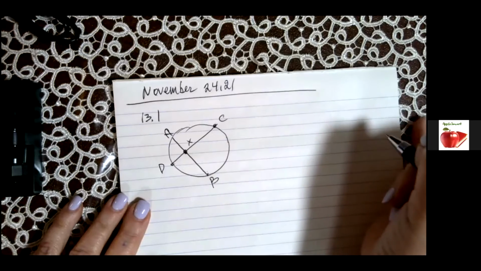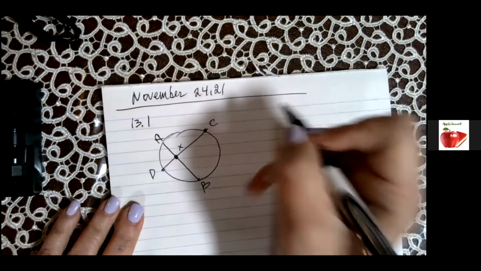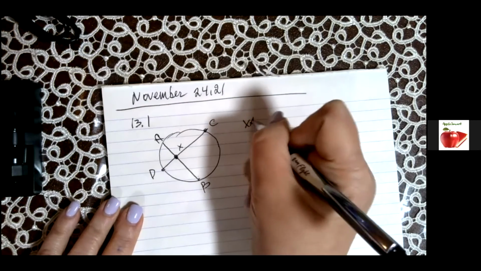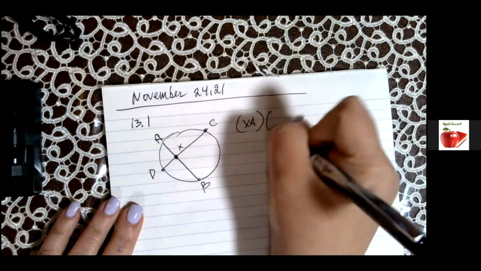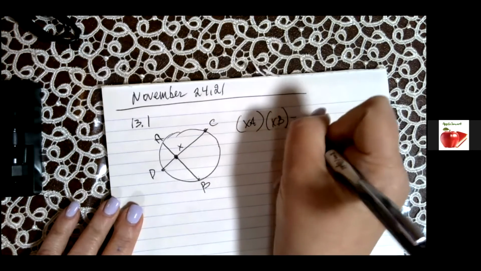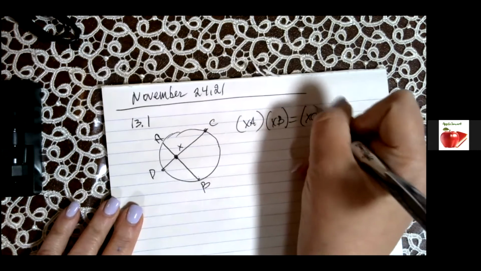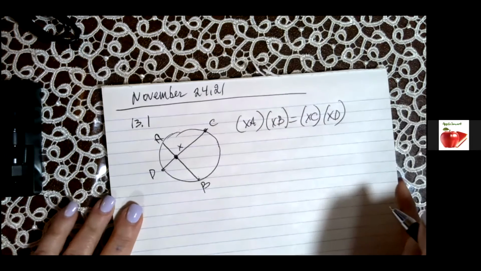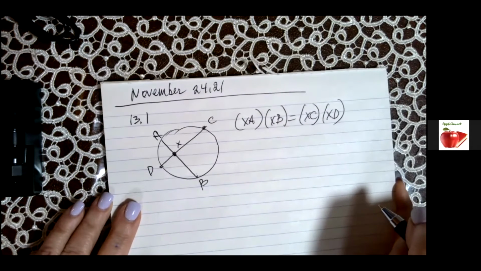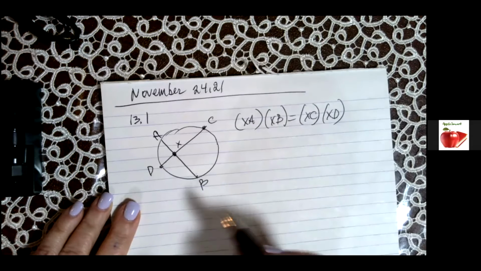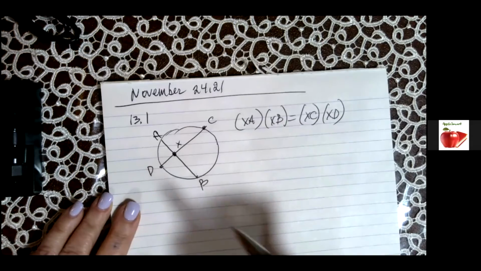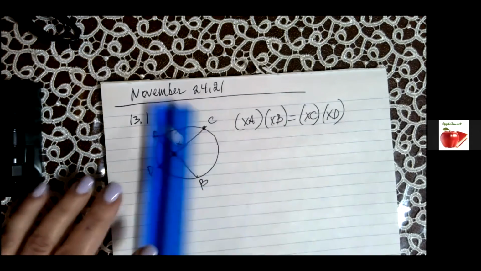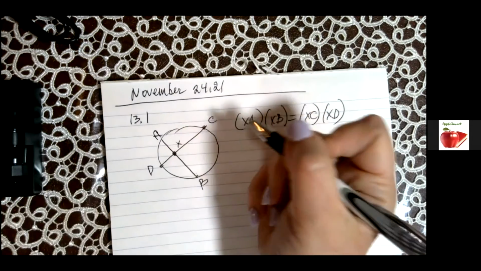And we have to show that XA multiplied by XB is the same as XC multiplied by XD. Okay, so they're helping us with the steps. So we'll follow the steps that they're suggesting, and they're saying draw AD and BC, which we just did. Oh no, we didn't, sorry. Draw AD and BC, in other words, make two triangles.